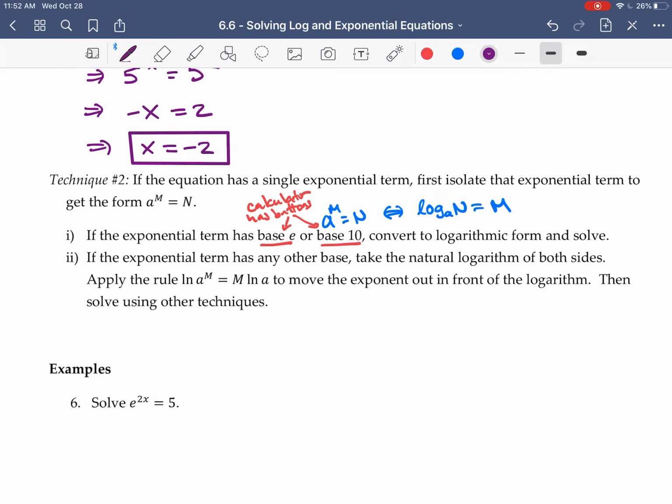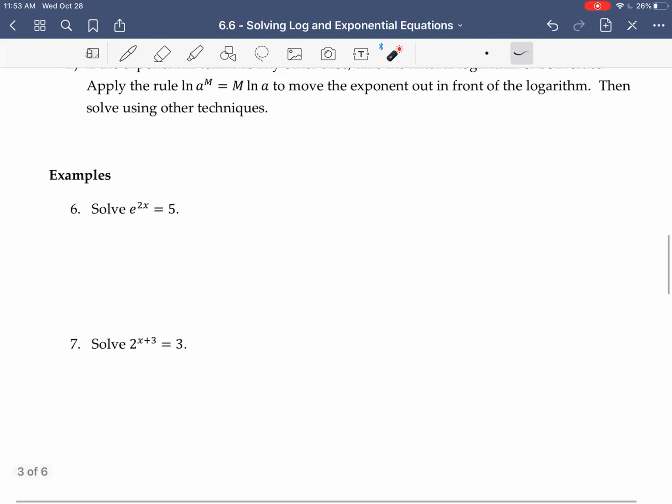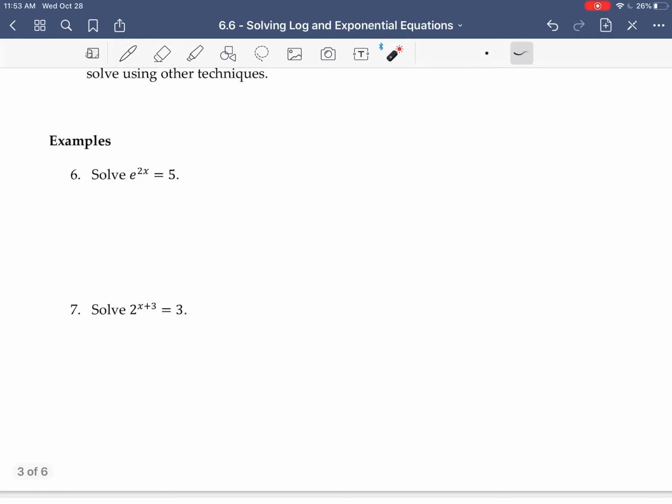If it's a different base, then what we can do is take the ln of both sides, the natural log, or the log, but we normally use natural log, and then simplify. So I'm going to do the first two and then skip the next three for you to do. Let's do these two here. The first one is base e, so we could just use the swap.